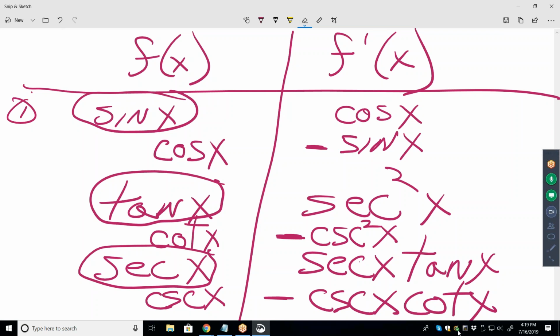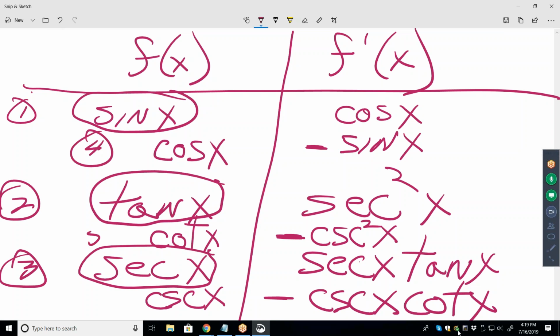The way you want to teach anybody this is this way: 1, 2, and 3, and then they can figure out 4, 5, and 6. This being 4, 5, and 6. 4, 5, and 6 all begin with a negative sign, and their answer is the cofunction of whatever the first derivative of the original function was.